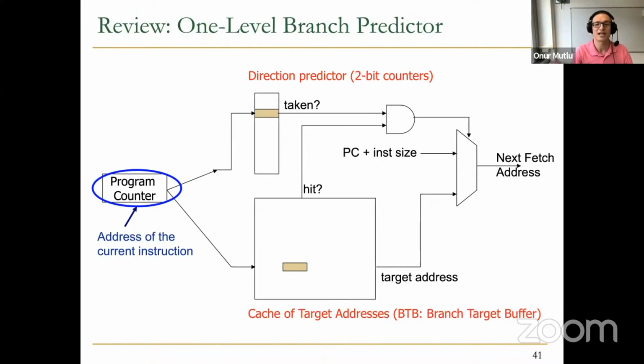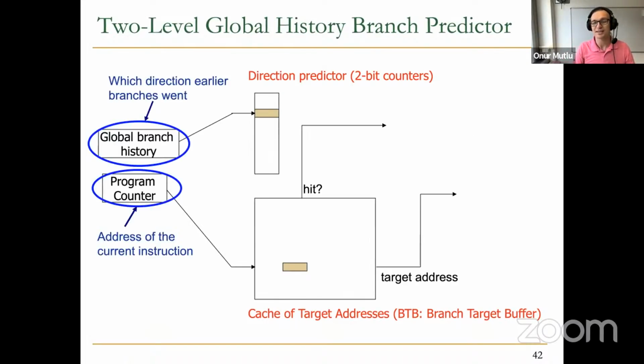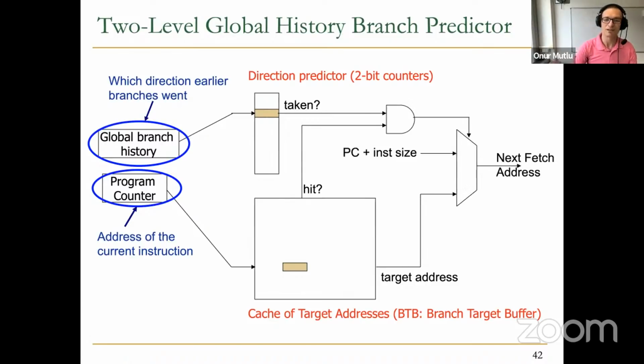So remember, this was our picture of the one-level branch predictor. You have the program counter, you index the BTB, you get the target address, and you index the direction predictor that tells you whether something is taken or not taken using the program counter. With the 2-level global history branch predictor, we use a program counter to get the target address. We use the global branch history register, which encodes which direction earlier branches went, to get the direction prediction. Okay, and this is very simple, as you can see.